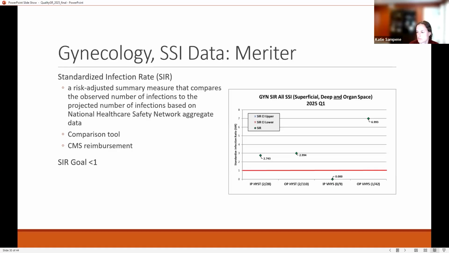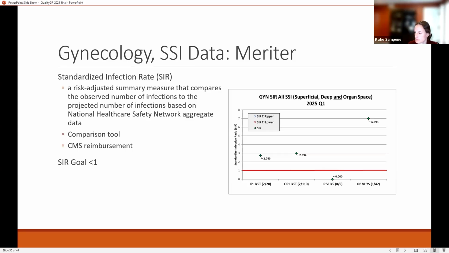You'll see some data, and just so everyone is on the same page, the SIR that is reported to CMS is for deep and organ space infections only. So if somebody comes in with a port site infection, that doesn't contribute to the SIR. We follow it because we'd like to know that data as well, but it is not reported to CMS for reimbursement.